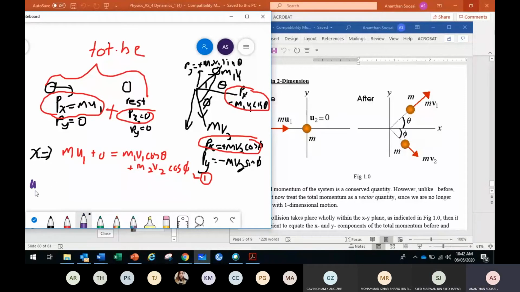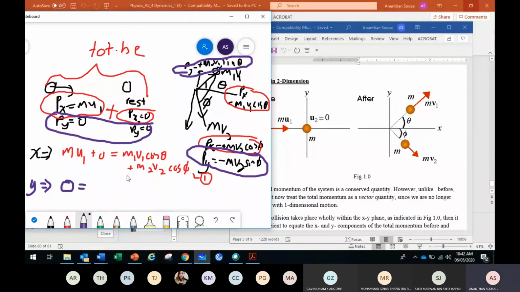From the y component, of course, the total momentum before in y should equal the total momentum after these two add up. So what happened? Total momentum in y before is 0. So after is up plus down: m1 v1 sine theta minus, because directed downward, the second component m2 v2 sine psi.